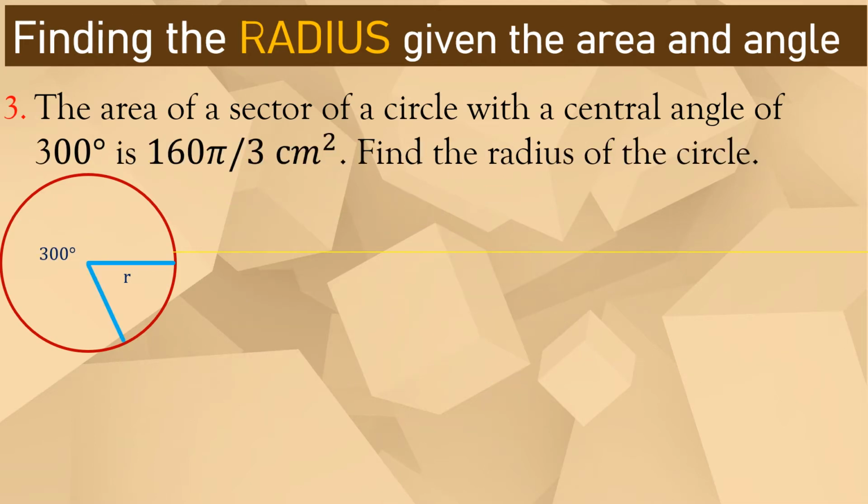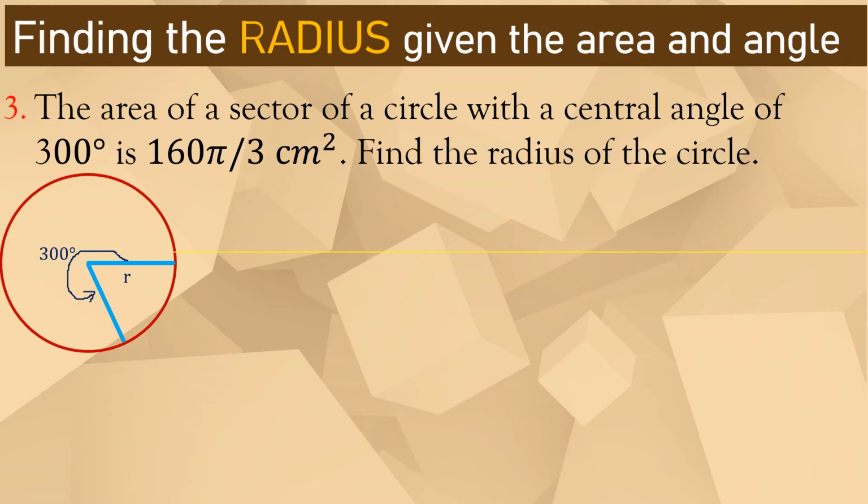Okay, so what about this? The area of a sector of a circle with a central angle of 300 degrees is 160 pi over 3 square centimeters. So we will solve for the radius. But before that, we illustrate 300 degrees. This is what it refers to, no? So that is its movement. So this is the 300 degrees.